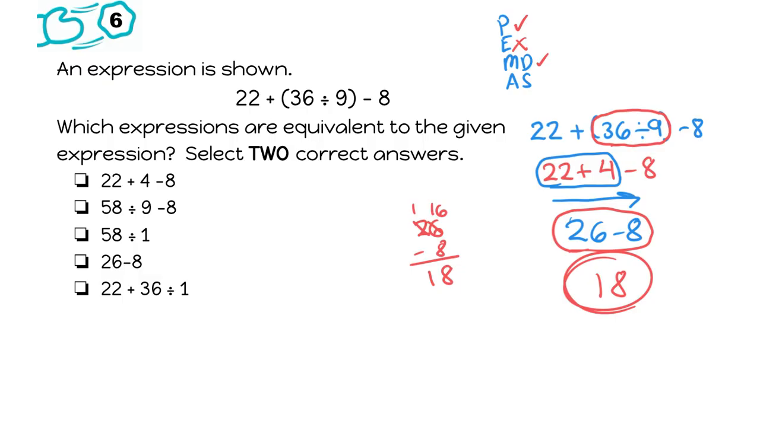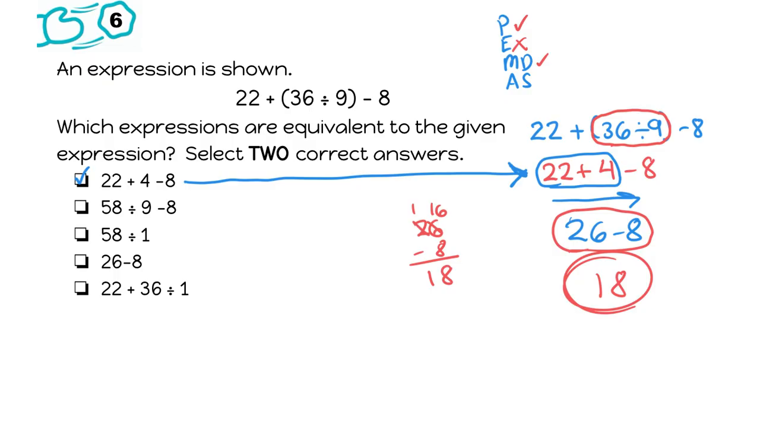Now, I look at those answer choices, and a couple of them are going to match our steps exactly. So if you look at that first answer choice, 22 plus 4 minus 8, that is the same as what we had right here in our work. And so that one must be equivalent because all of these things in our PEMDAS is equal to each other. They all wind up equaling 18. So looks like that first one's good.